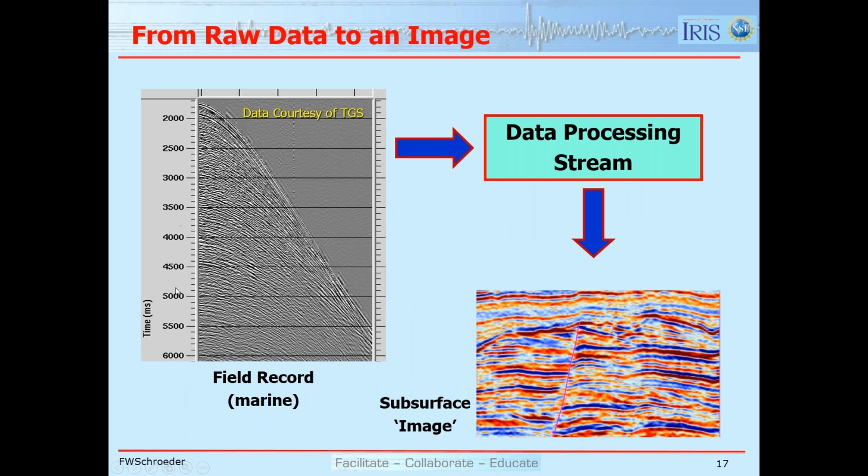Here's an example of the field data, a field record or a shot record. This is a marine environment. You can see that the energy has a hyperbolic shape. Those hyperbola are reflections off of different interfaces. And this goes down to 6,000 milliseconds or 6 seconds two-way travel time.